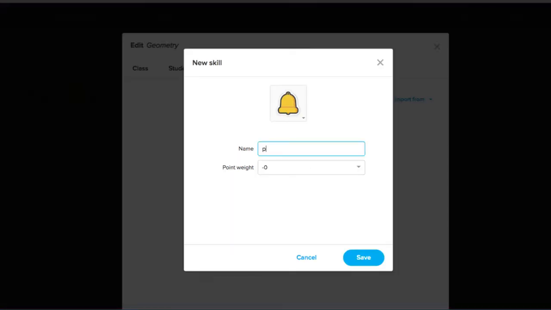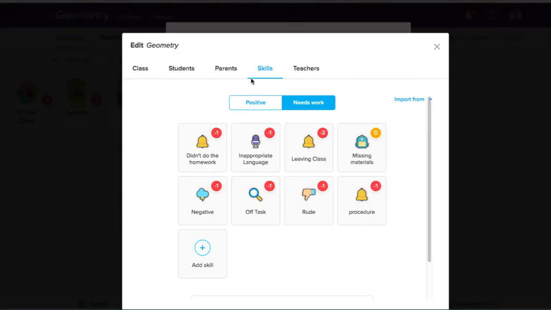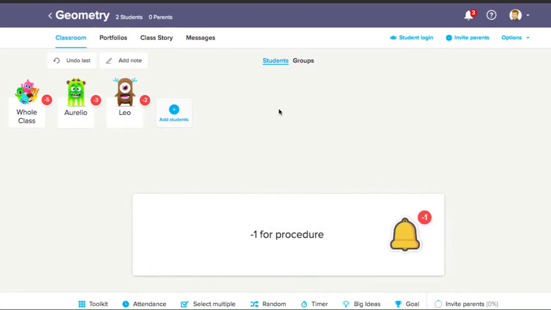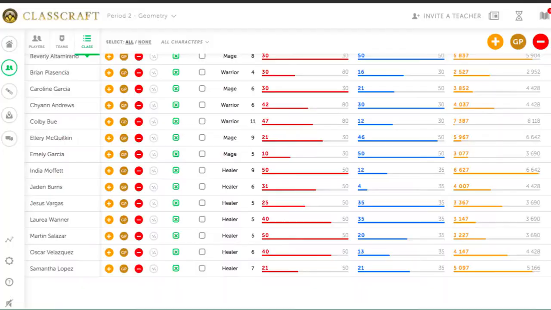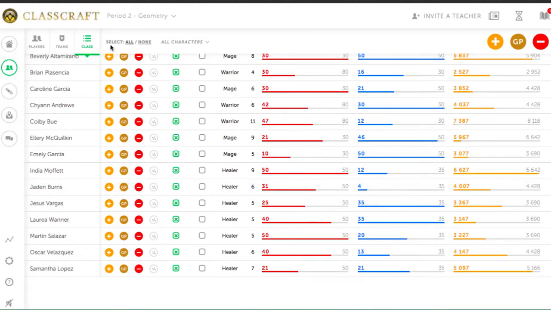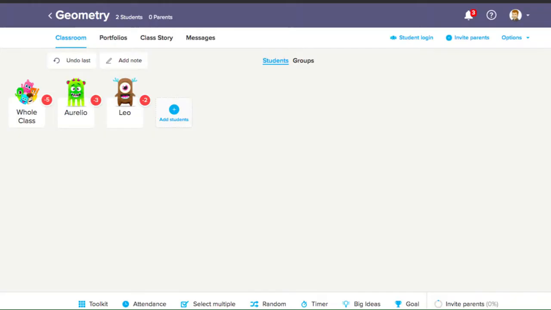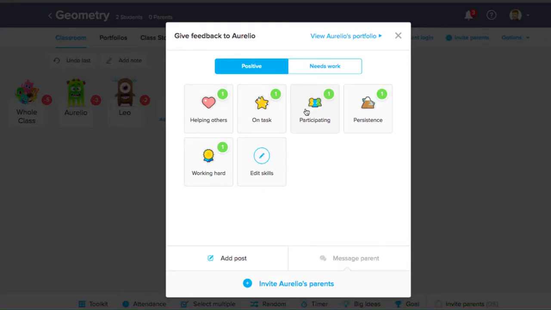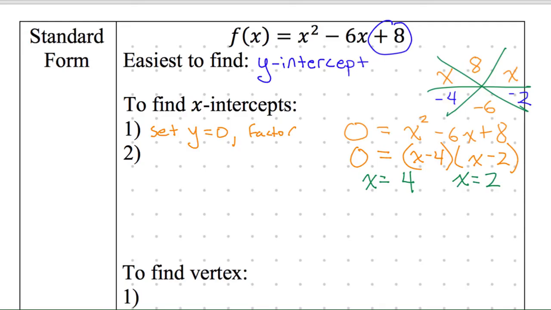Can I go back there? Procedure. That's going to be a minus 1. Save. Come back here. Procedure. Oh yes, there's a quiet raised hand. Yes, Aurelio. So it'd be x equals 4 and x equals 2. It is x equals 4 and x equals 2. Thank you, Aurelio. Hey, he got it back. Good job. Following the procedure.